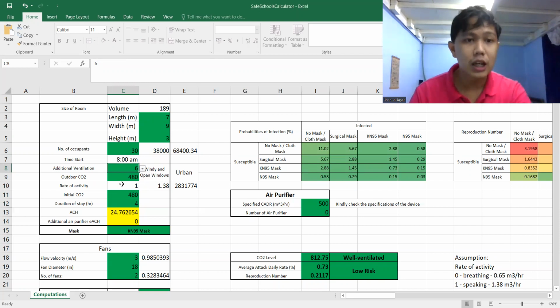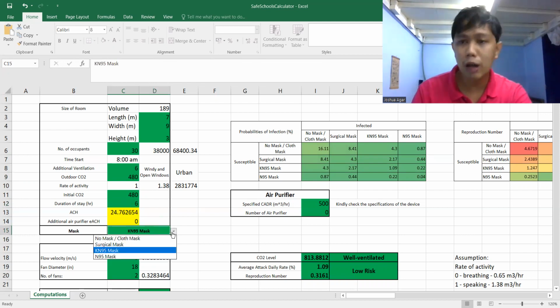the classroom. There's also outdoor CO2 levels. So if we're going to mention green spaces or rural spaces, we assume an outdoor CO2 level of 480. And the same goes with the duration of stay. So if the class, for example, is being conducted for a total of 6 hours, we can plug it over there. Then of course we would be indicating what kind of protective layers the students and the teachers are wearing within that classroom.